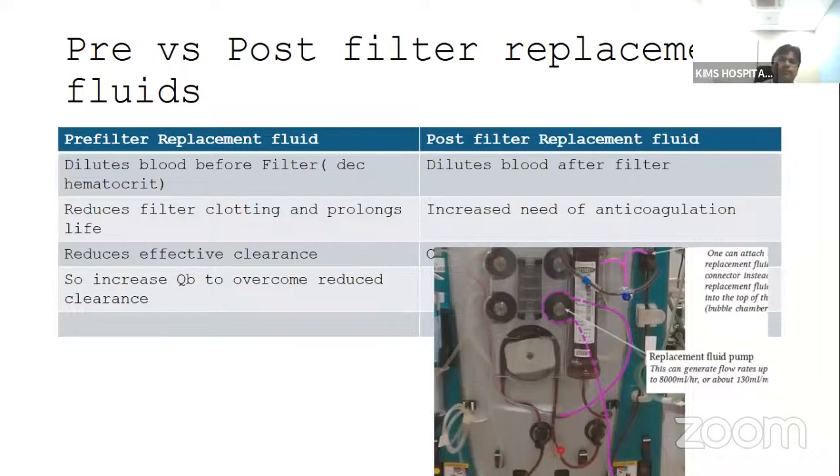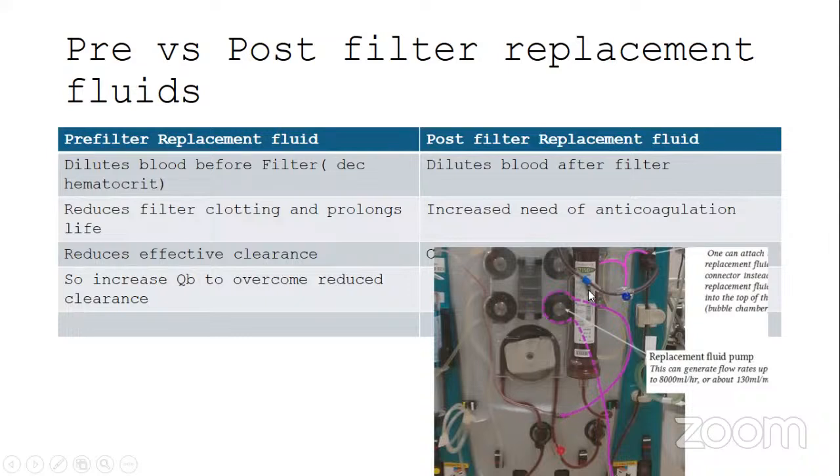So what is the advantage of pre versus post filter replacement fluid? If we consider adding this replacement fluid in the pre-filter, it dilutes the blood before the filter. Because of the dilution, there won't be thick blood passing into the filter. The blood will be thin, and this increases the life of the filter, and it reduces the clotting in the filter. But the problem is that because of the dilution, there will be a decrease in the clearance. So one has to consider increasing the blood flow in order to compensate for this decrease in the clearance.